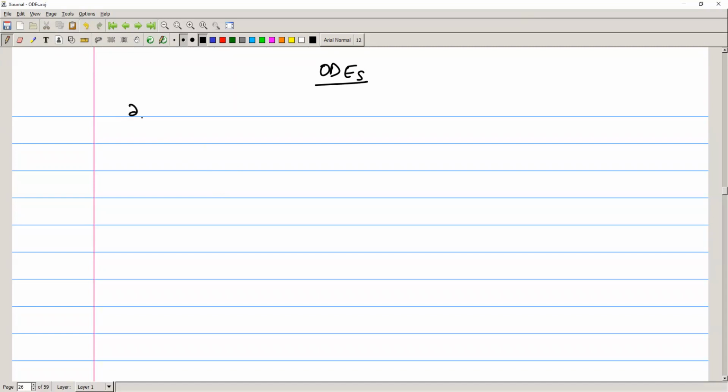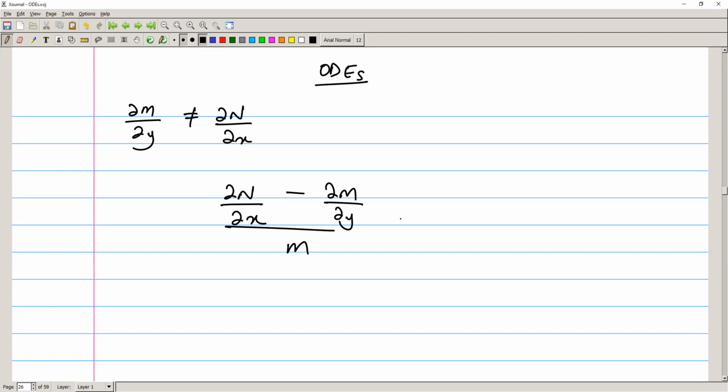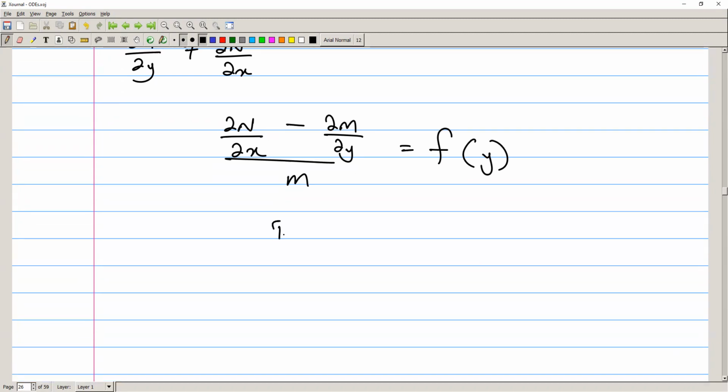If we have a non-exact equation, that is, if ∂M/∂y is not equal to ∂N/∂x, then we simply find (∂N/∂x minus ∂M/∂y) divided by M, and we check whether this function is simply a function of y or not. If this is a function of y only, then the integrating factor will be e to the power integral of f(y) dy, right?